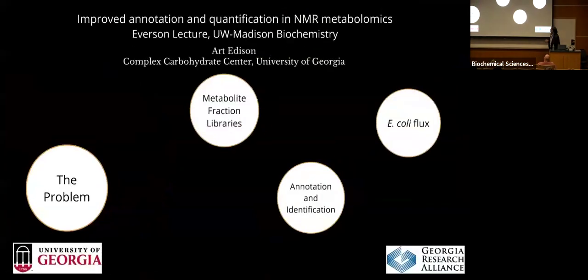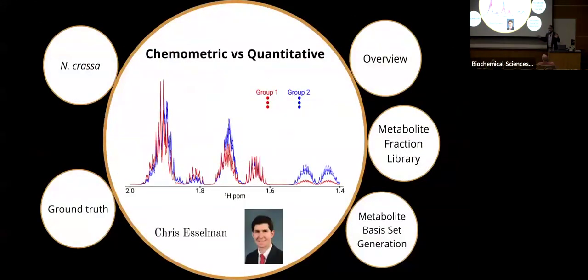I'm going to tell you about what we're doing in this topic called metabolite fraction libraries. This is all unpublished, but within the next 1 to 2 weeks, we'll have a bioRxiv preprint up on this. It's almost complete. Chris Esselman is the bioinformatics graduate student who's done all of the work in this area. It really has been a phenomenal job.